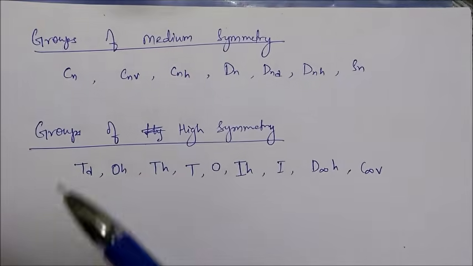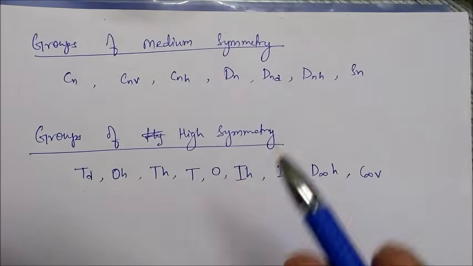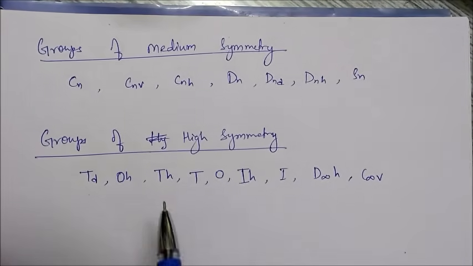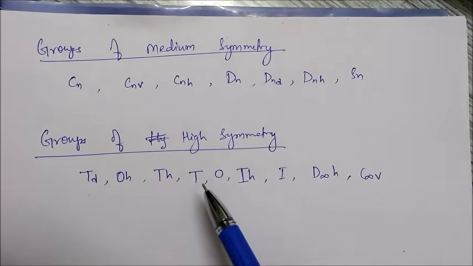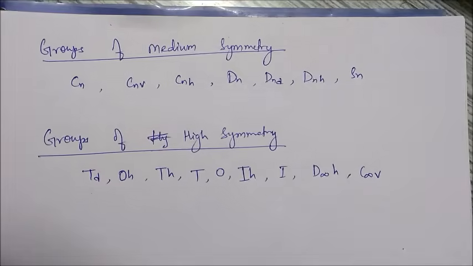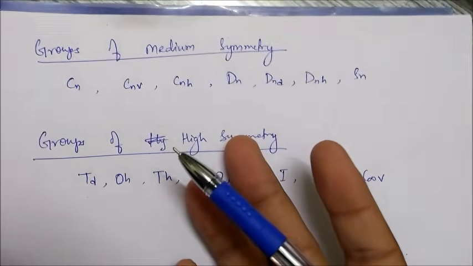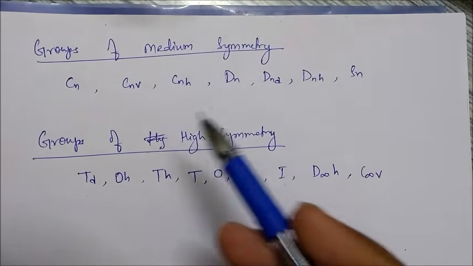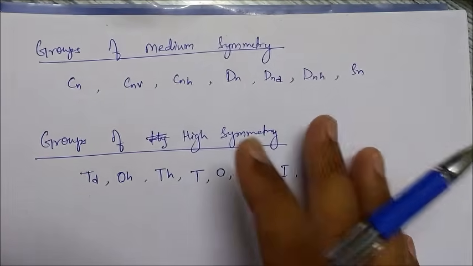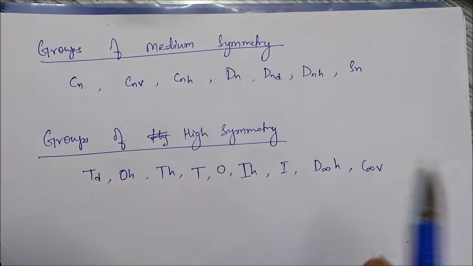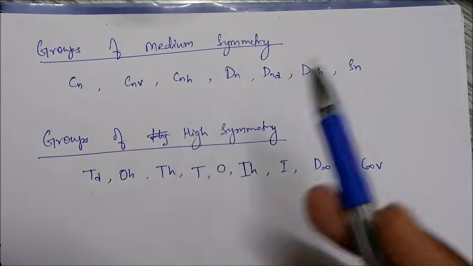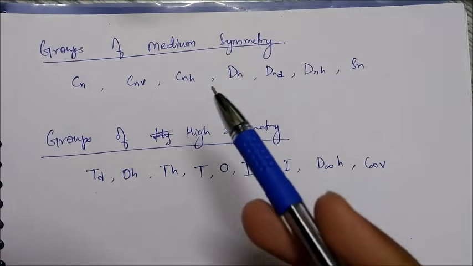Then there are the point groups which have very high symmetry. Those are tetrahedral, octahedral, and then TH, then TO, icosahedral, I, D infinity H, C infinity V. Since the length of the video is increasing, I will not be including these things in this video. I will be making a separate video on this because they need more explanation, and that video itself will be around 30 or 40 minutes. So that's why I'm not including these things in this video.